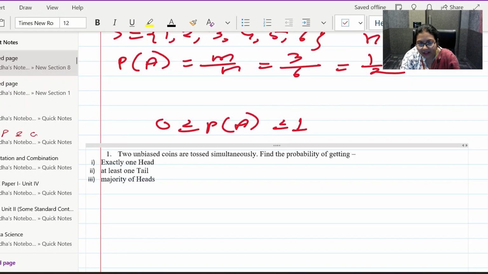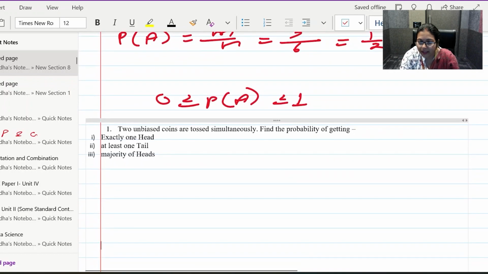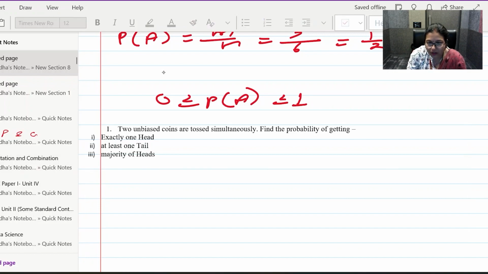So two unbiased coins are tossed simultaneously. Find the probability of getting exactly one head, at least one tail, and a majority of heads. So if you are tossing two coins, what are you getting here? You are getting the sample space equal to what?